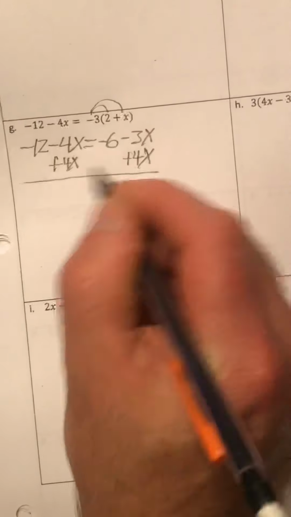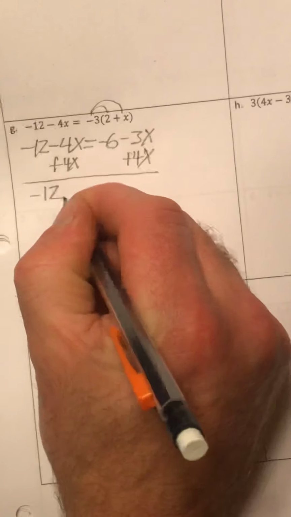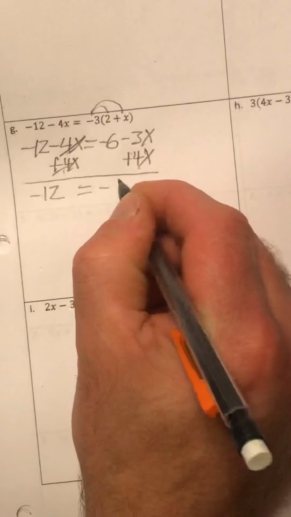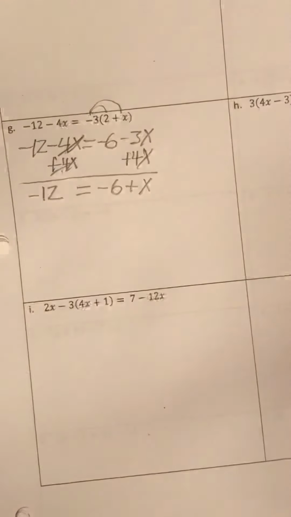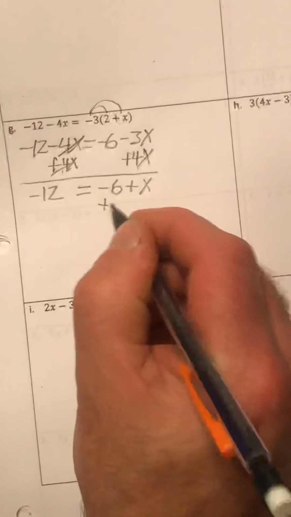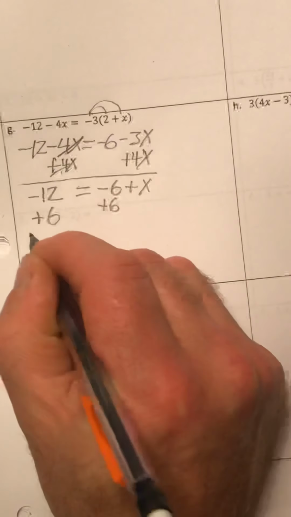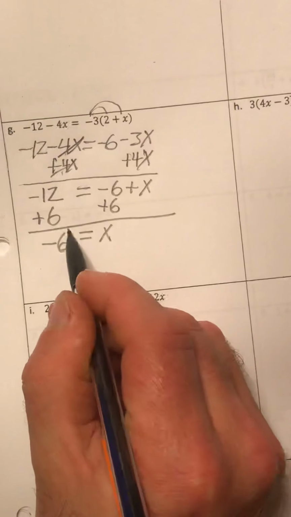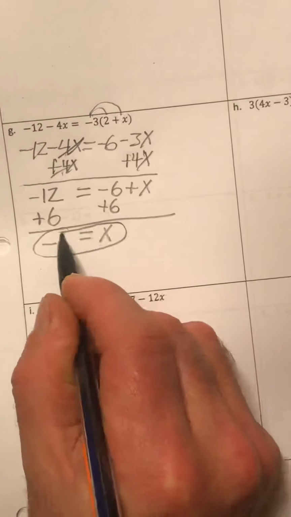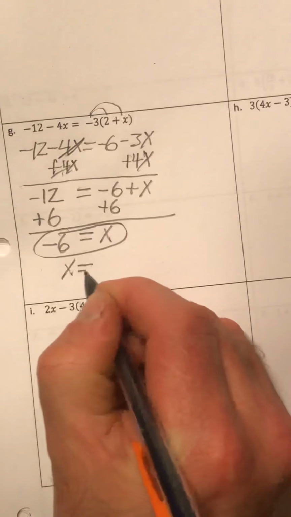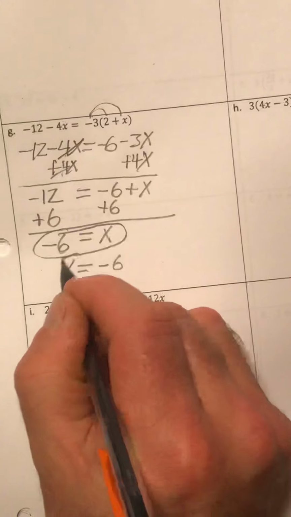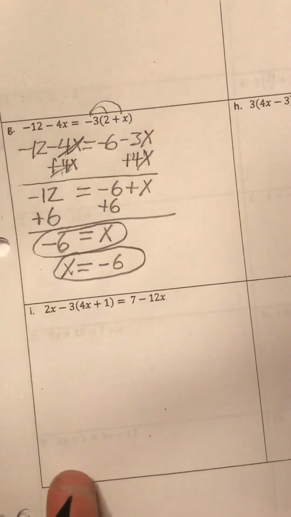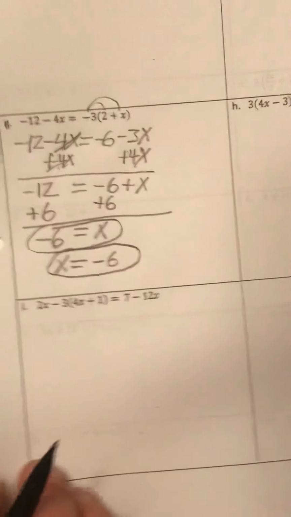Okay, so now I've got negative 12. The 4x's on this side cancel out. Equals negative 6 plus x. Alright, now I want to add 6 to both sides. And x is equal to negative 6. Now, I can either leave it this way. Some people would prefer to see it in the form x equals negative 6 this way, but they are equivalent statements.